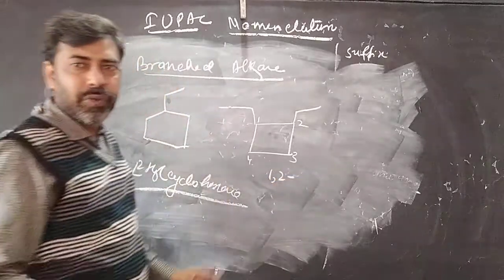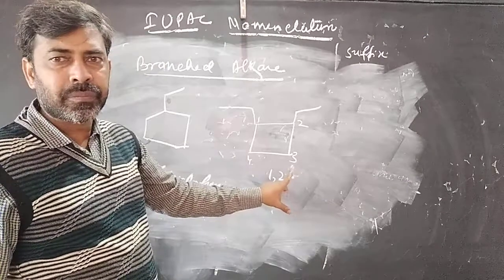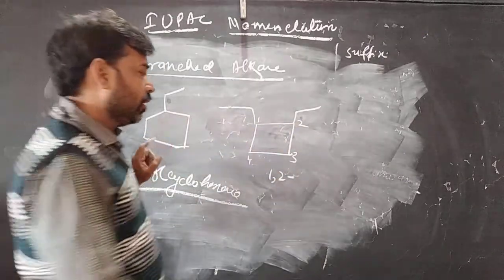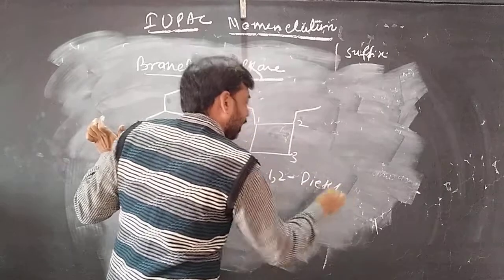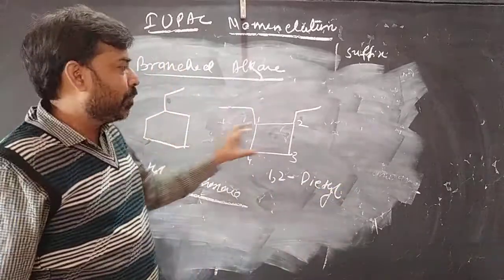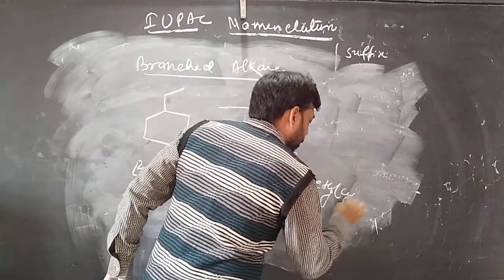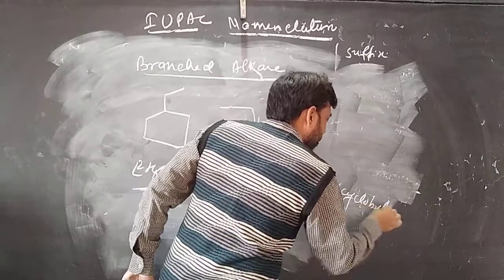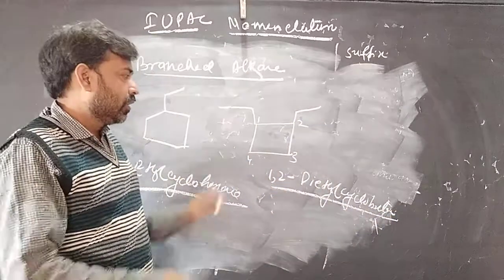There will be a comma between 2 numerals. So 1,2, then hyphen. 2 ethyls are there, so we can write diethyl. And now the main chain, which is cyclic, so it is cyclobutane. So this is the name for the system.